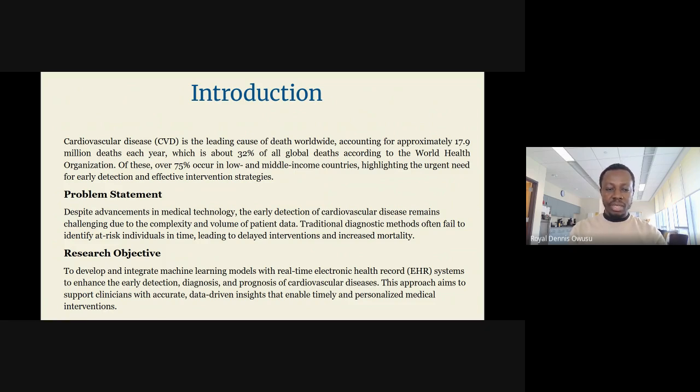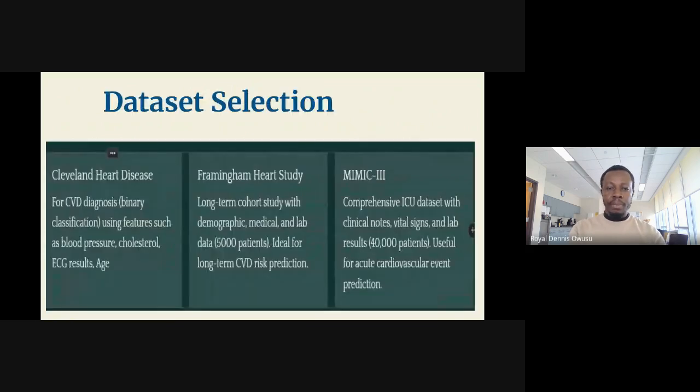effective intervention strategies. Our problem statement is that despite the advances in medical technology, the early detection of cardiovascular disease remains challenging due to the complexity and volume of patient data. The traditional diagnostic methods often fail to identify at-risk individuals in time, leading to delayed interventions and increased mortality. So we base this on an objective, that is to develop and integrate machine learning models with real-time electronic health record system to enhance early detection, diagnosis, and prognosis of cardiovascular diseases.